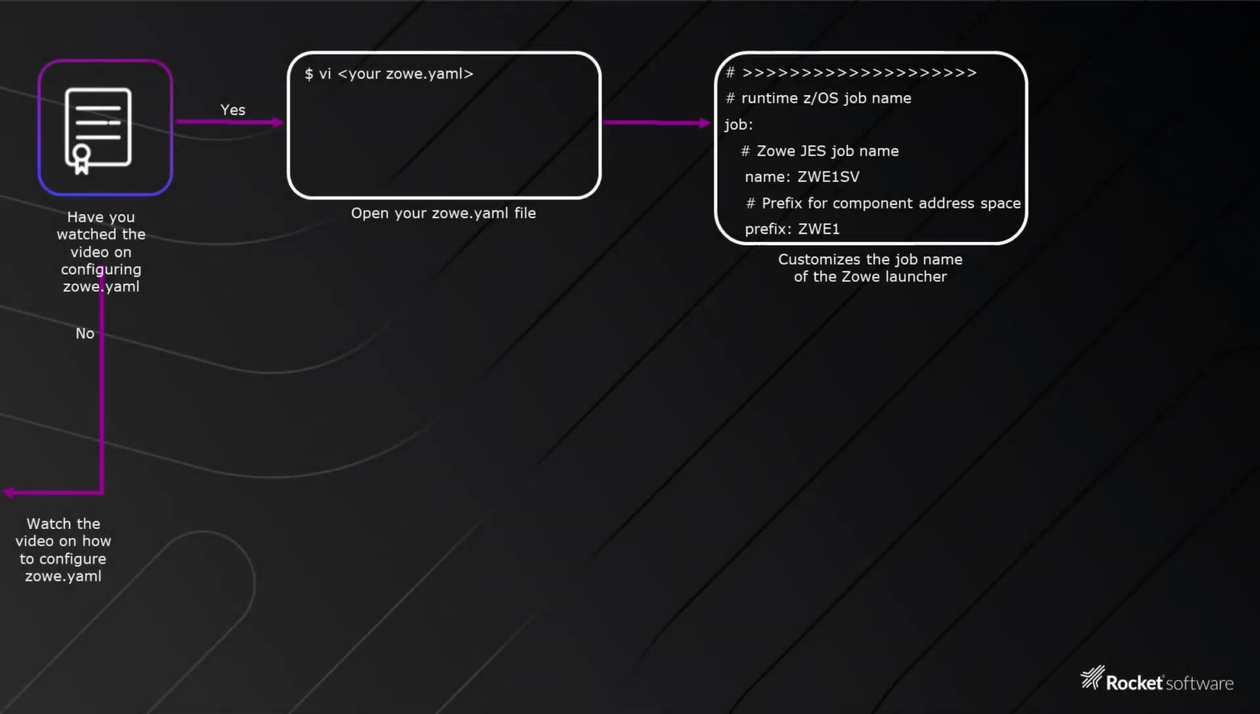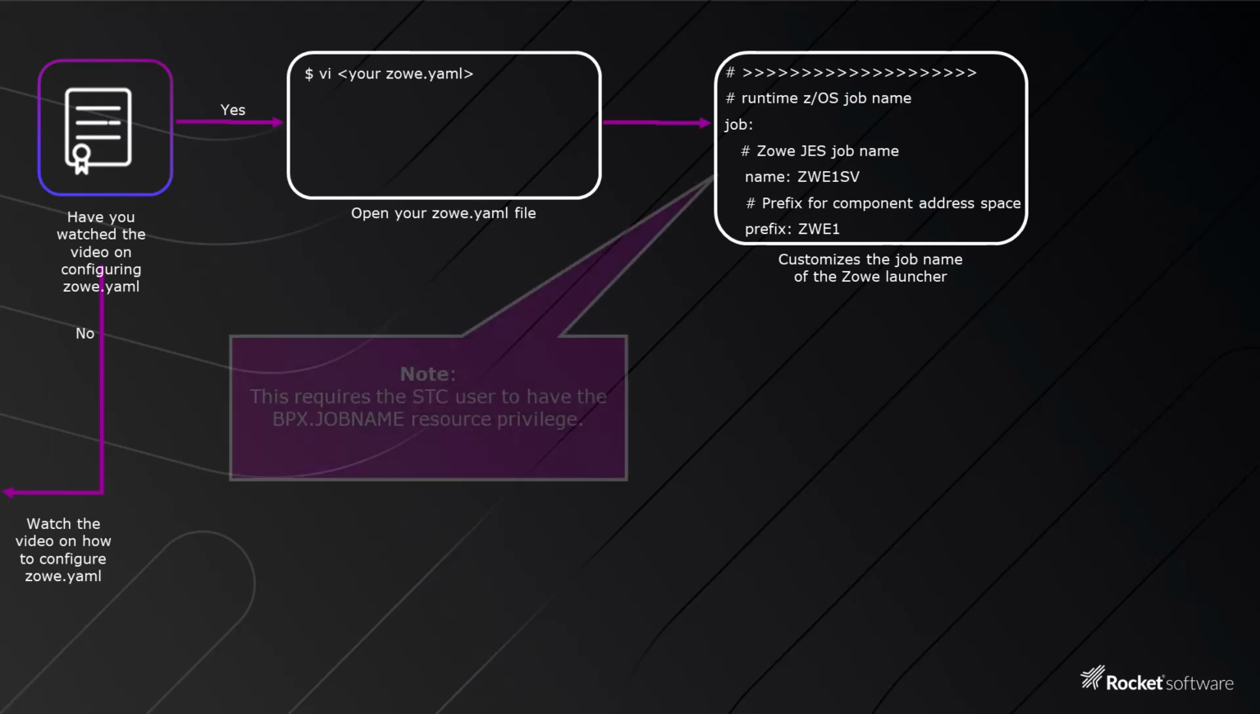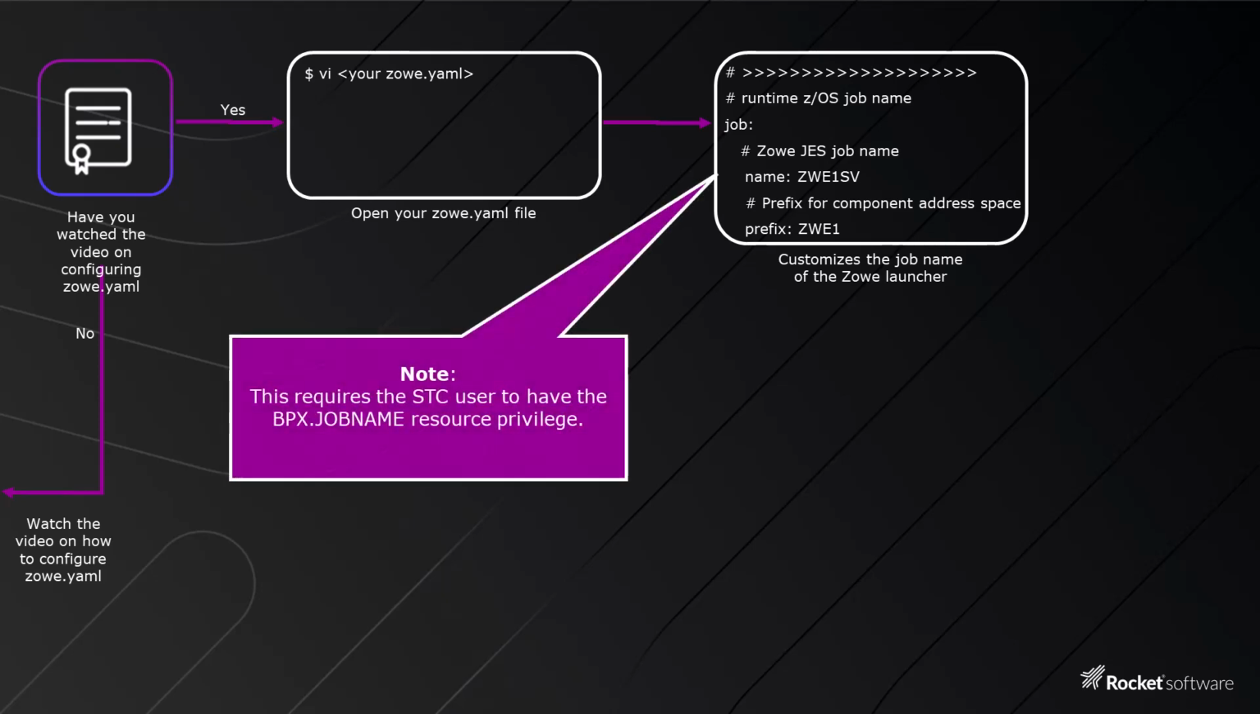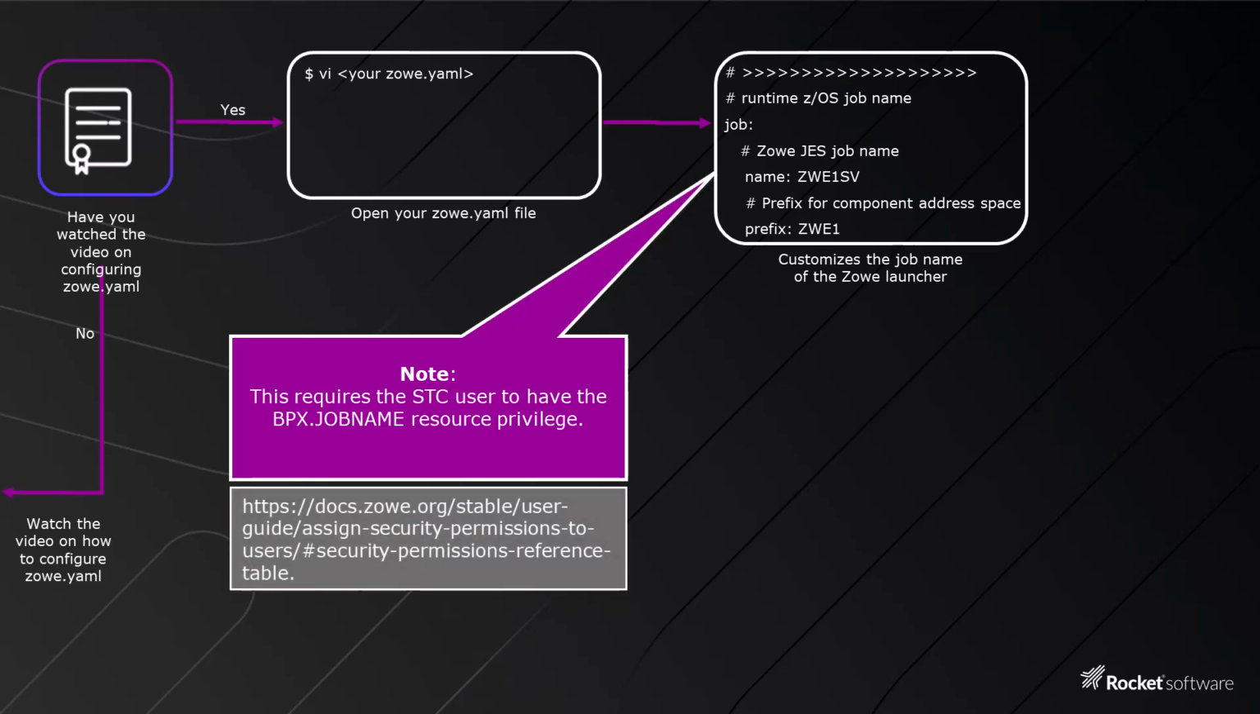Now let us set up the job name, where you can customize the name of Zowe's main server. Note: this requires the STC user to have the bpx.jobName resource privilege. For the full section of other privileges required by Zowe servers and other components, refer to the table provided on the link displayed on the screen.